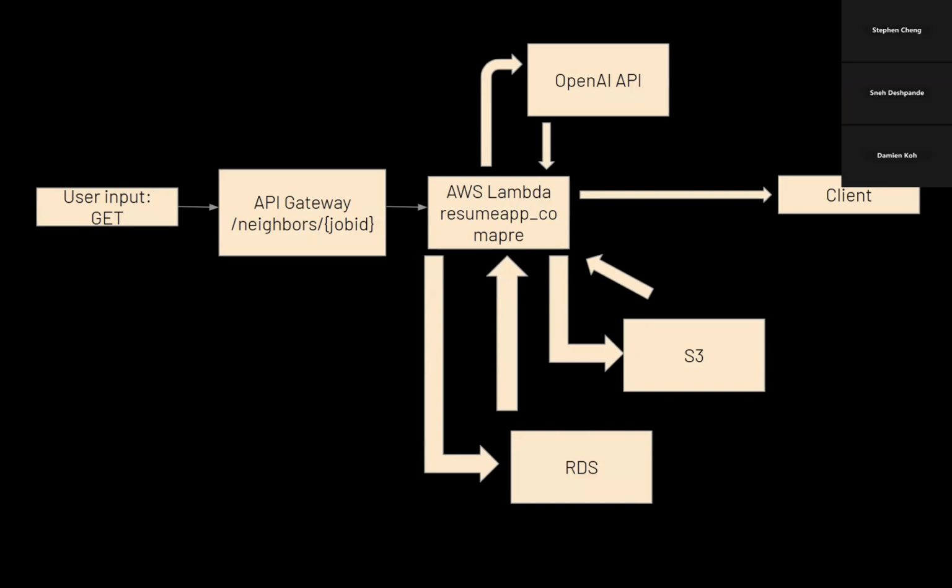And after finding the users with the most similar resumes, we get their emails from the RDS instance where their emails are stored in the users table, and then we return that to the client so they can continue networking with these users who have similar resumes.